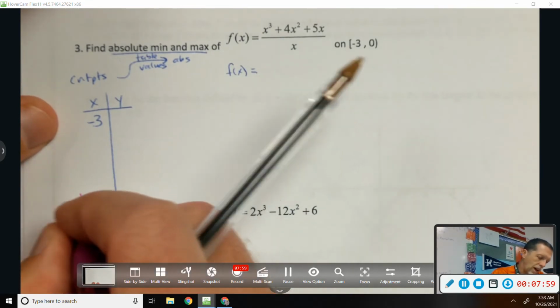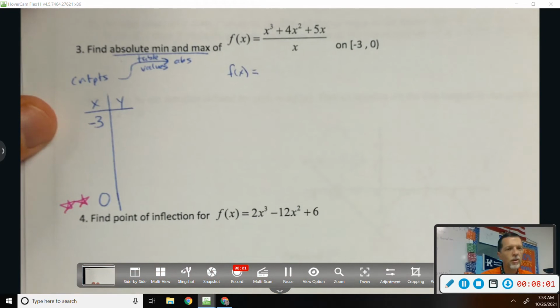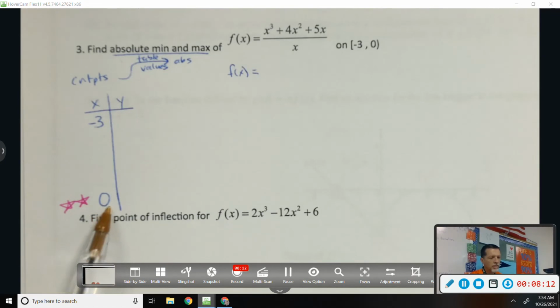Something's going on at 0. That's an open circle there. So I want to test it, but if that's the maximum, then I don't have a maximum, right? That's the open circle thing. If it's the minimum, then I don't really have a minimum because of the 0 there.